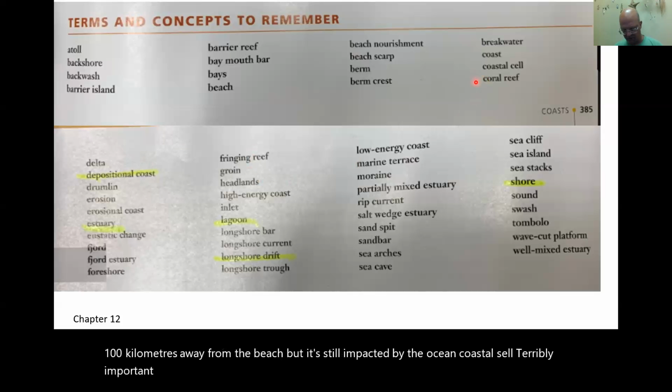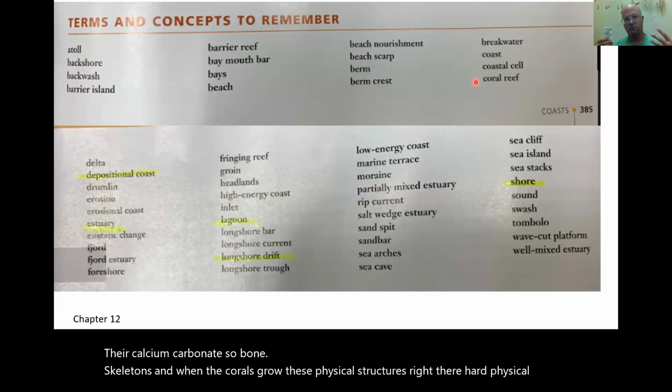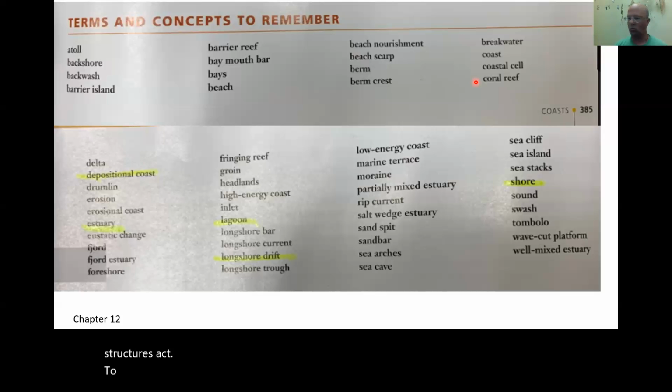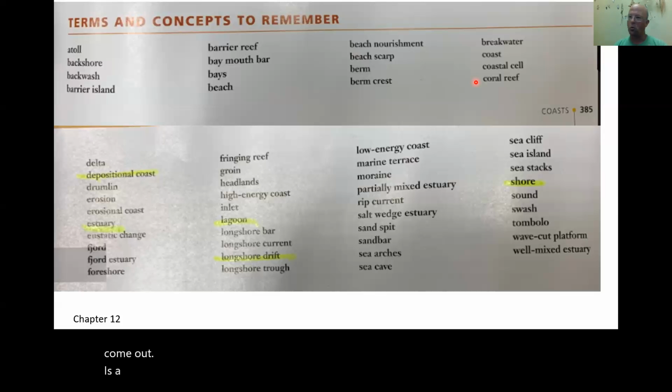Coral reef, we'll talk a lot about coral reefs at the end of this class, especially with climate change. Coral reefs are essentially calcium carbonate, so bone skeletons. And when the corals grow, these hard, physical structures act to create the structure of coral reefs. Now, when these are alive, the little coral polyps come out, it's a whole ecosystem. We'll talk a lot about it. But coral reefs are the structures created by coral.